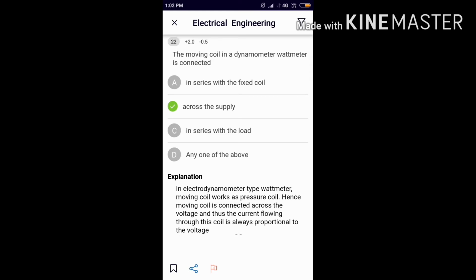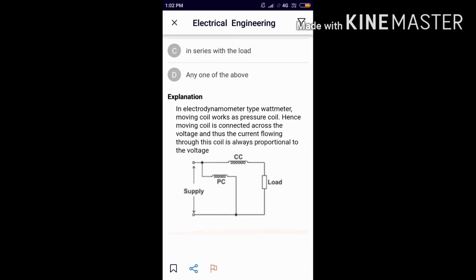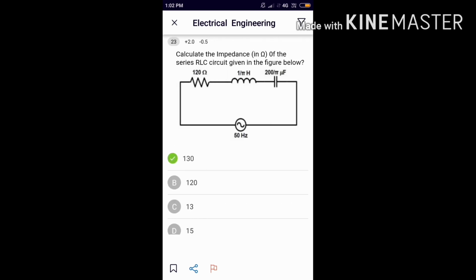Next is, the moving coil in a dynamometer wattmeter is connected across the supply. In electrodynamometer type wattmeter, the moving coil works as pressure coil. Hence, the moving coil is connected across the voltage, and thus the current flowing through the coil is always proportional to the voltage. See the diagram. If you have any doubts, please ask in comment.